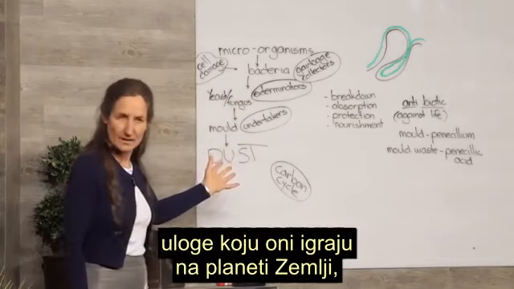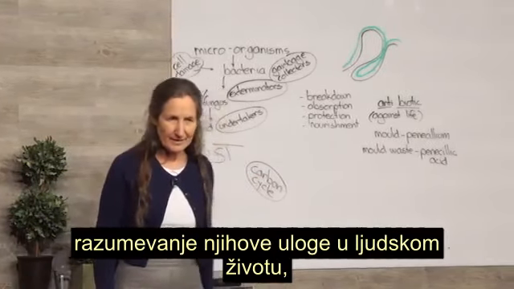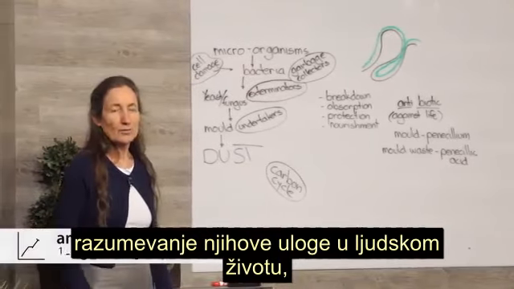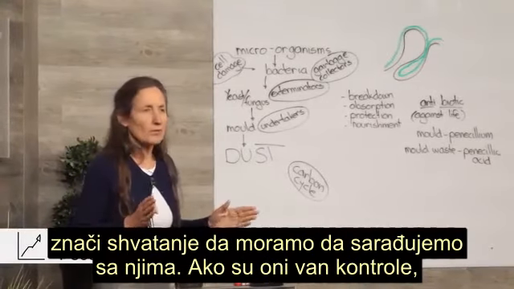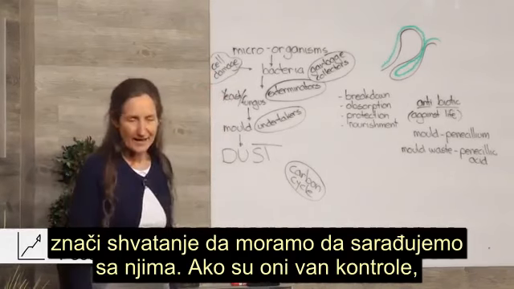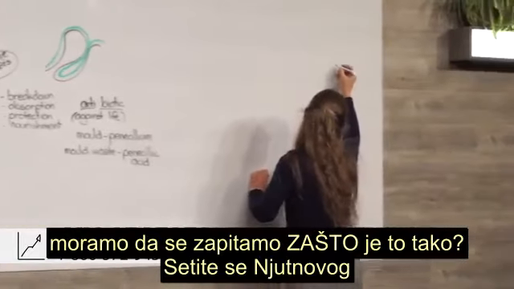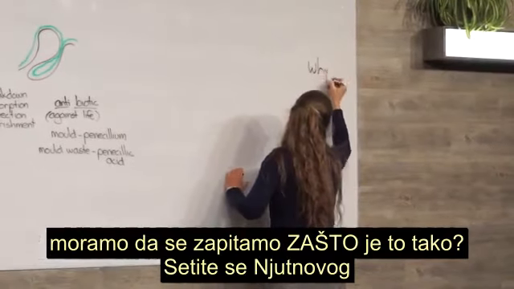Understanding the role that they play on the planet Earth, understanding the role that they play in the running of the human being, we can realise that what we need to do is work with them. And if they are out of control, we need to ask ourselves, why are they out of control?